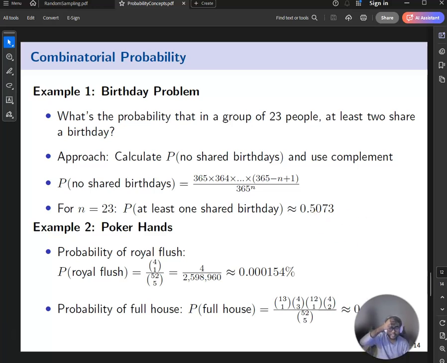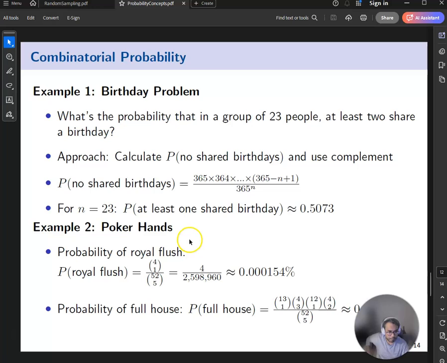So what this means is that in a group of just 23 people, there's already a slightly better than 50% chance that at least two share a birthday. And I think this is very interesting because you might think that two people having birthdays on the same day is pretty rare, but it's not that rare if you think of it from a probability framework.